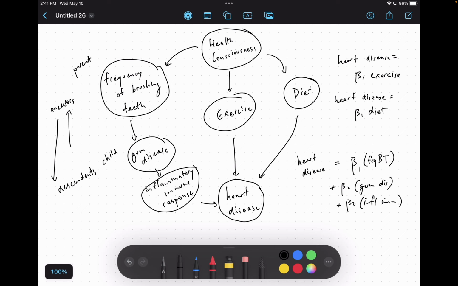I'm not sure. Could you write it similarly? Because if you're trying to compute the effect of frequency of brushing teeth, then wouldn't it be the beta of frequency of brushing teeth on gum disease, then frequency of brushing teeth on inflammatory response, and all the way down the chain? So you have multiple betas, like a waterfall, and you have diminishing betas because you're further away from your outcome, since you have multiple things in between.